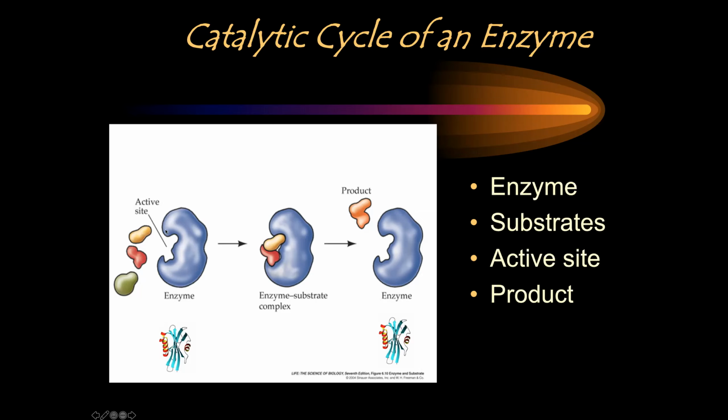So the yellow and red can fit into this enzyme and make a complex. The enzyme acts and out comes a product. The enzyme itself is not changed. I've shown you here the tertiary structure of an enzyme. It changes shape and then becomes the same tertiary structure again after the reaction is over.